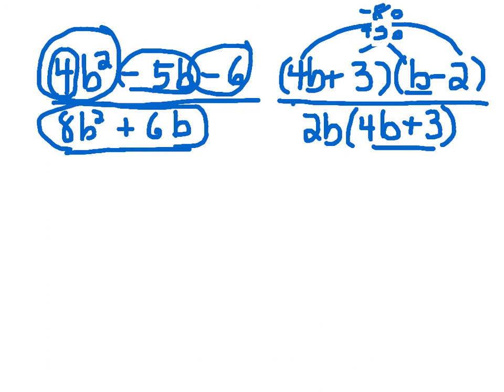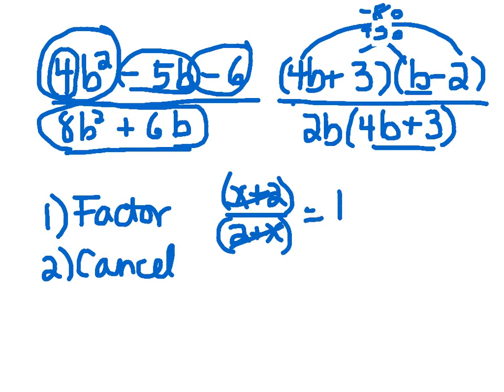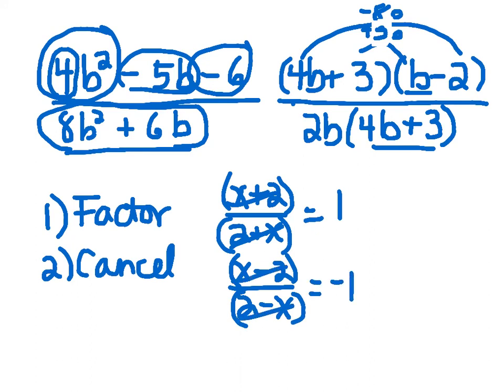In all of these problems, though, the factoring can sometimes be tricky, but that's what you're doing. You're just going to factor and then cancel. The hard thing is to remember that if I have x plus 2 and 2 plus x, that's the same number. When I divide them, they equal 1, so they cancel out. If I have x minus 2 over 2 minus x, that's almost the same number. Not quite. We cancel them out, and they give us negative 1.